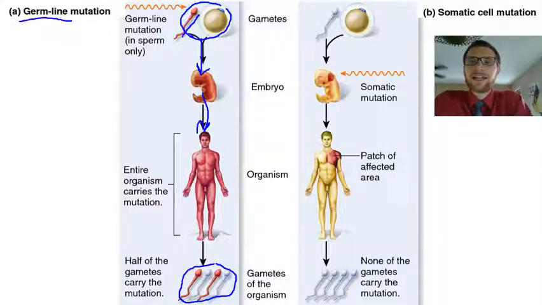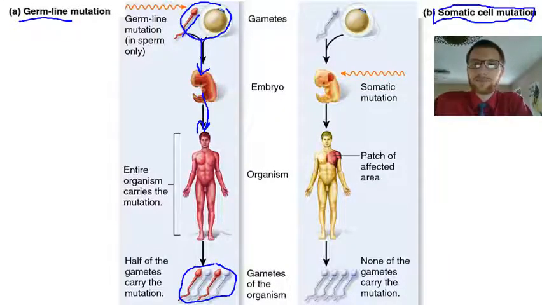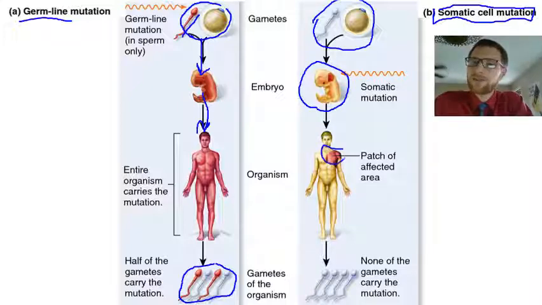However, if the mutation happens in a somatic cell, so a cell in the body like a skin cell, then the gametes are not affected. The individual is okay. There might be a part of that individual that's affected, but it does not get passed on from generation to generation.